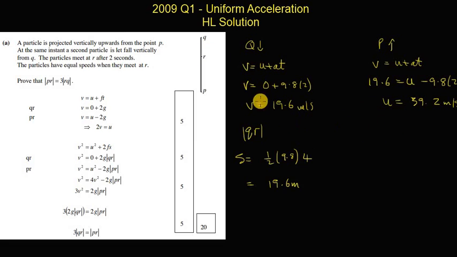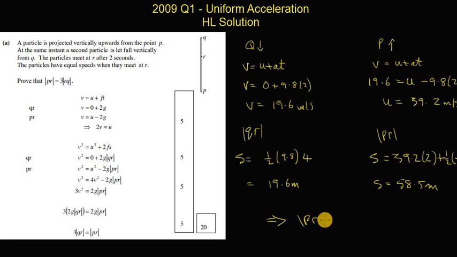Now let's do P. In this case, s is equal to ut. Well, u is equal to 39.2, t is 2 seconds, plus a half at squared, plus a half minus 9.8 because gravity is working against it, and t squared is 4. And we're going to get that s is equal to 58.8 meters. So therefore, that implies that PR is equal to 3 times QR. Just an alternative approach over here, which I think is maybe slightly more intuitive than over this side.